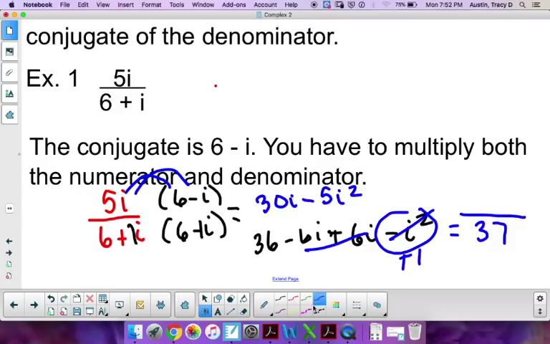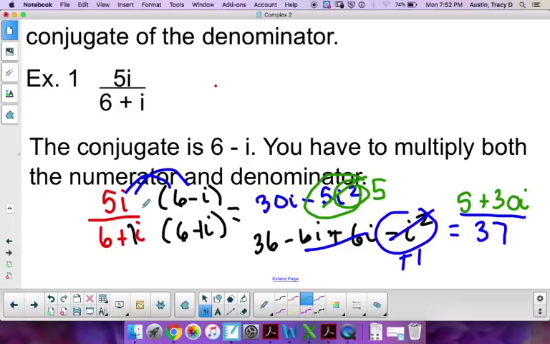So we need to simplify it. It's got an i squared in it, no big deal. That becomes negative 1, so that becomes positive 5. Write it in the correct order, real number first. So that's 5 plus 30i all over 37.